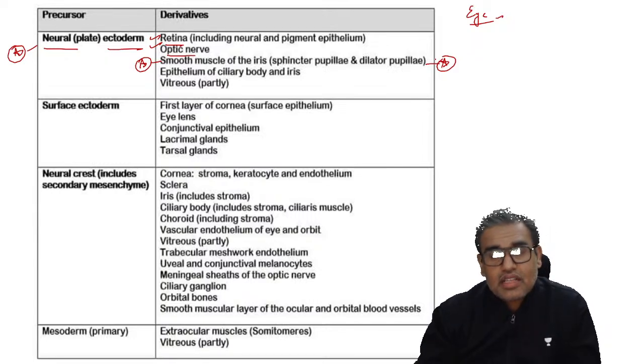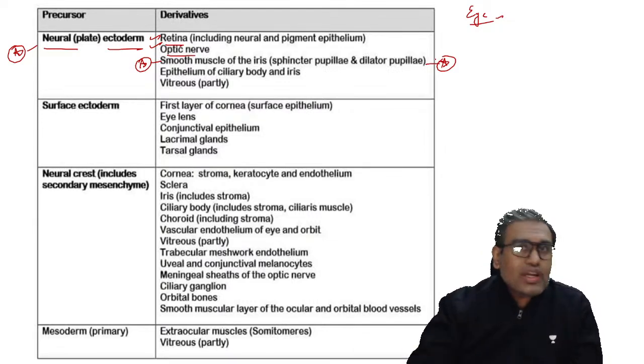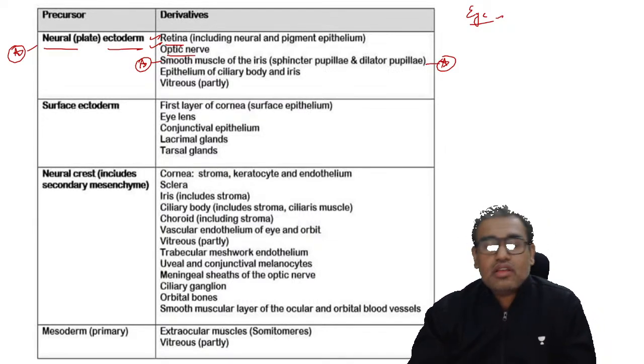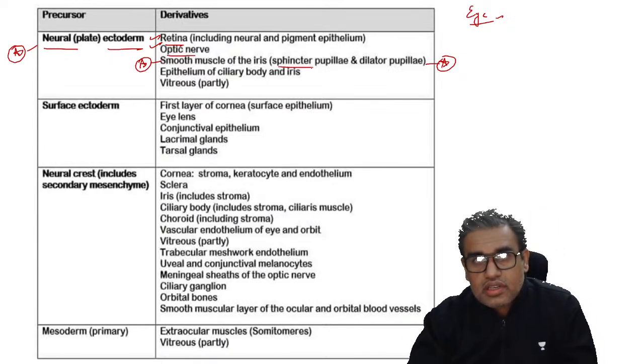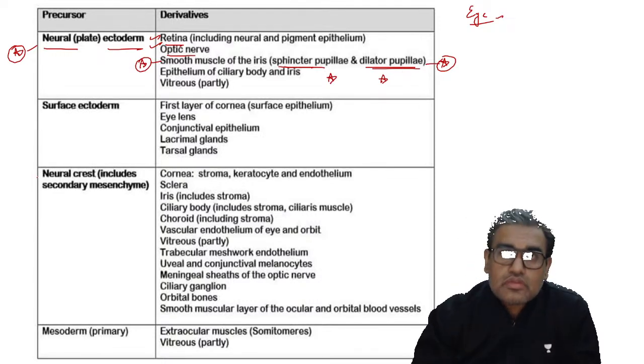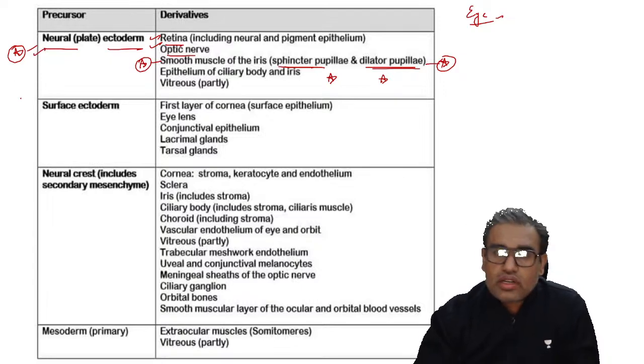Muscles of iris, muscles of any part in the body, they're coming from neuroectoderm or ectoderm. Muscles normally we link a muscle with the mesoderm. But here the muscles of the iris, the smooth muscles, both sphincter and dilator pupillae are coming from neuroectoderm. Please understand it. It is very important. Pucha jata hai, it is commonly asked. So you have to understand this neuroectoderm.